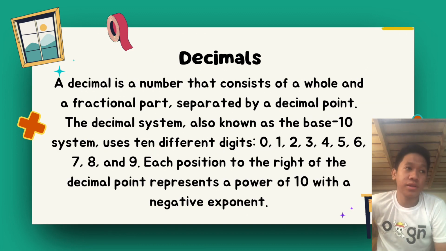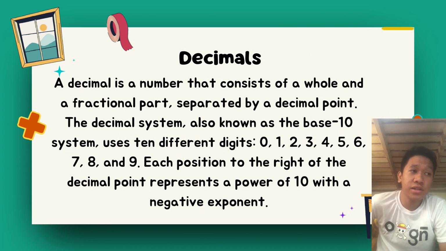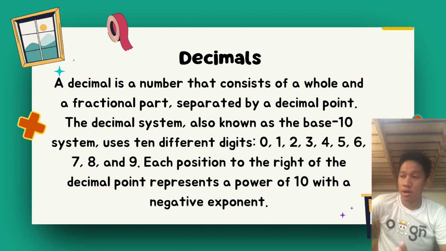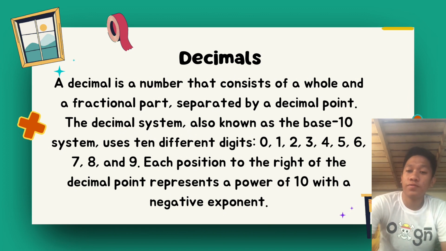So next is decimals. What is a decimal? A decimal is a number that consists of a whole and a fractional part separated by a decimal point. The decimal system, also known as the base-10 system, uses 10 different digits: 0, 1, 2, 3, 4, 5, 6, 7, 8, and 9. Each position to the right of the decimal point represents a power of 10 with a negative exponent. So it is commonly used on the right side of the number.